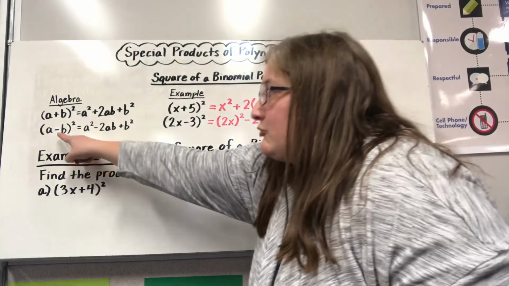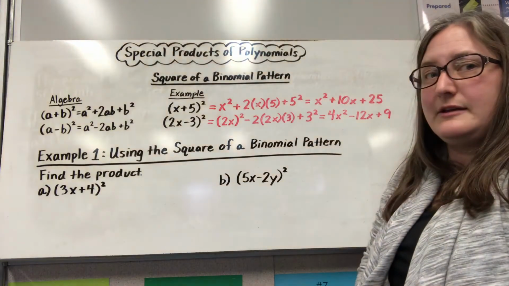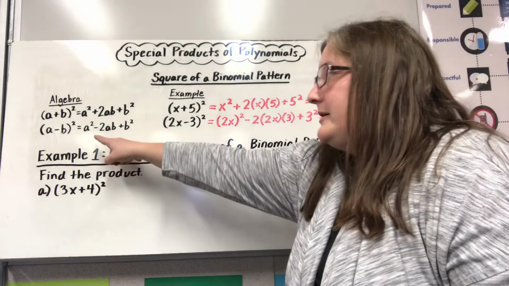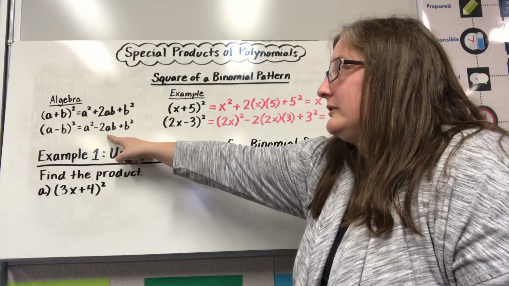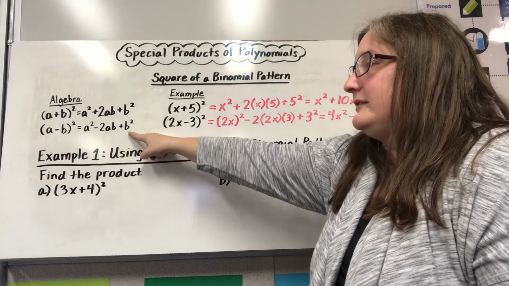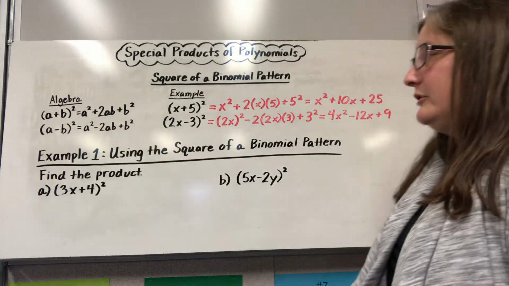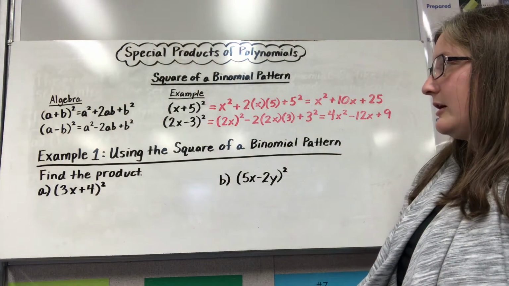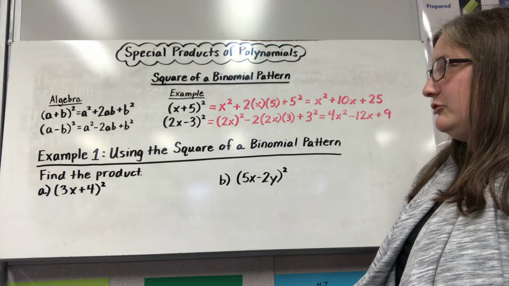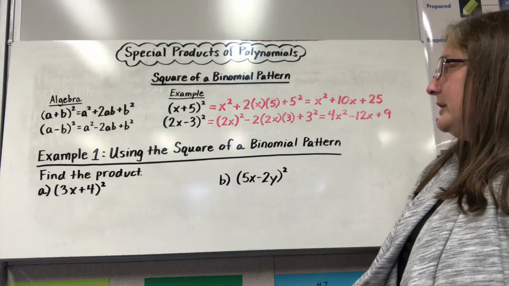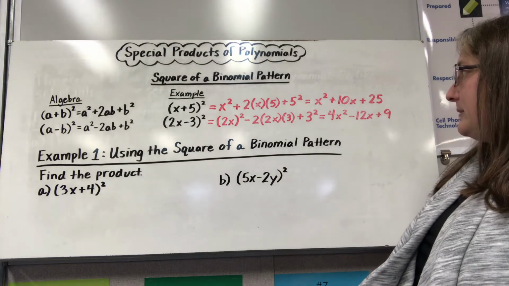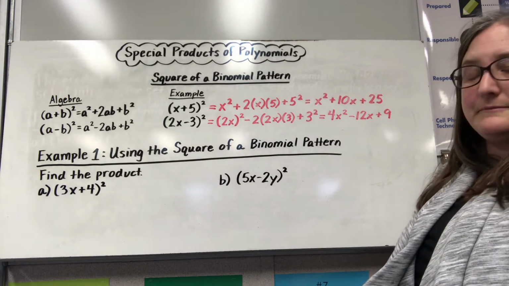Now, if I'm subtracting two terms, I'm finding the difference of them and squaring it, it's going to be the first term squared minus 2 times both terms plus the second term squared. So if I have 2x minus 3 squared, it's going to be 2x squared minus 2 times 2x times 3 plus 3 squared. Or simplified, it would be 4x squared minus 12x plus 9.